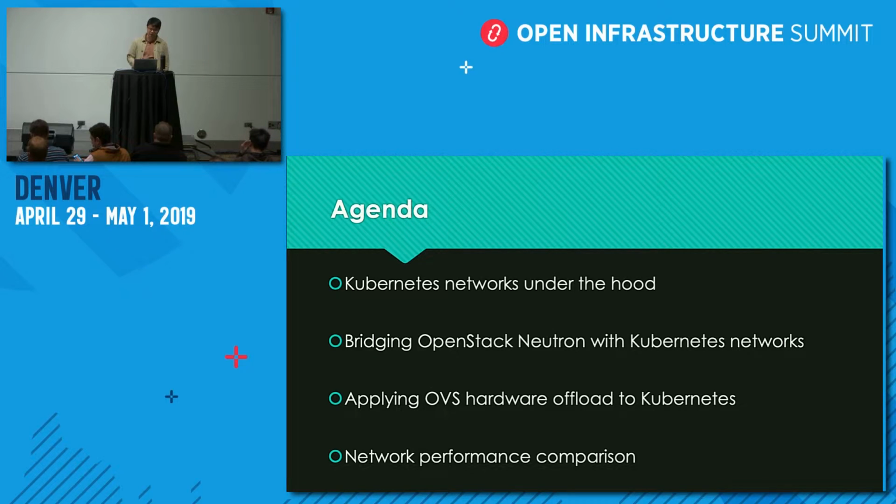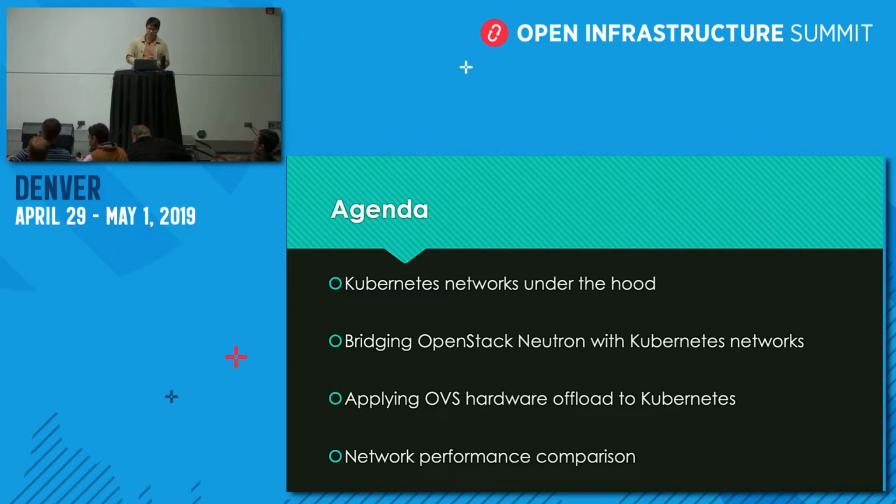Okay, here is the agenda of this session. First, I will briefly go through Kubernetes networks. We will see how Kubernetes uses CNI, which stands for Container Network Interface, to manage its networks. Then I will introduce how Kuryr-Kubernetes, which is an OpenStack project, integrates Kubernetes with OpenStack networking. With Kuryr-Kubernetes, it is possible to choose to run both OpenStack virtual machines and Kubernetes containers on the same network.